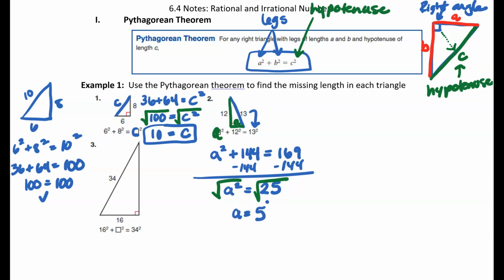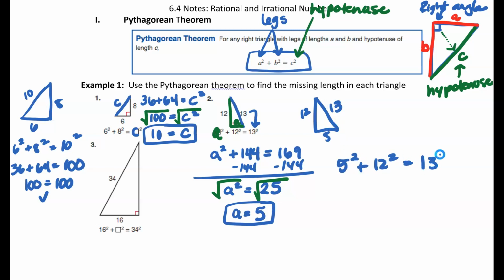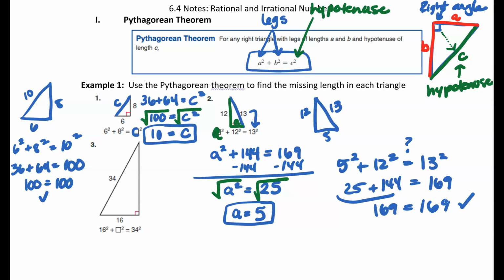the square root of 25 is 5. And then to double check, we've got our triangle, so 12, 5, and 13. So we're going to do 5 squared plus 12 squared equals 13 squared. We're questioning that. So 25 plus 144 equals 169, and then these two together are 169. So that ends up working, so we got the right answer.